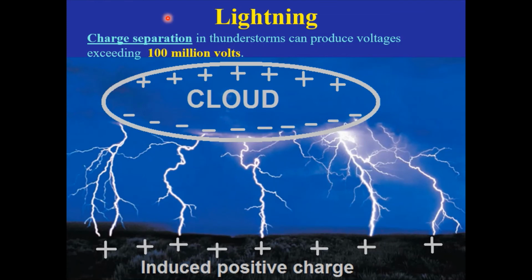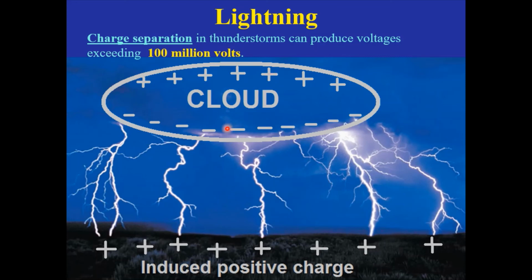Let's return just briefly back to our idea of lightning. Charge separation in thunderstorms. Remember, in a thundercloud, the top of the cloud is positively charged and the bottom of the cloud is negatively charged due to charge separation, when the raindrops are forming and friction within the cloud and so forth.